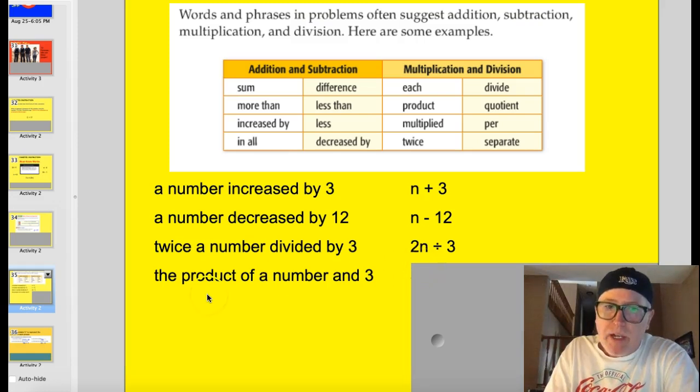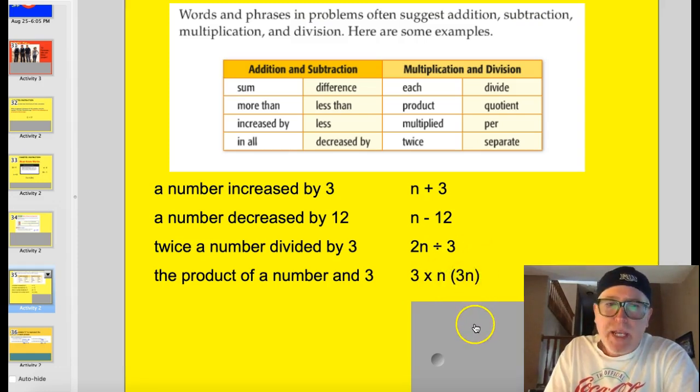It's another way to write it. The product of a number and 3. Product means multiplied up here. The product of a number and 3. So that's 3 times n. Most math people would write that as 3n.